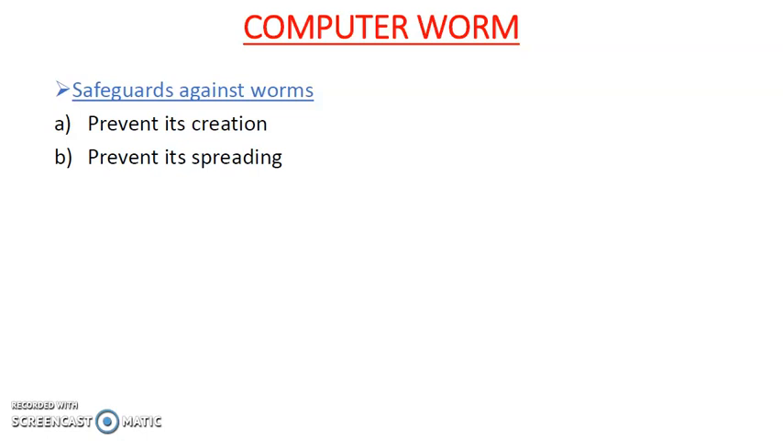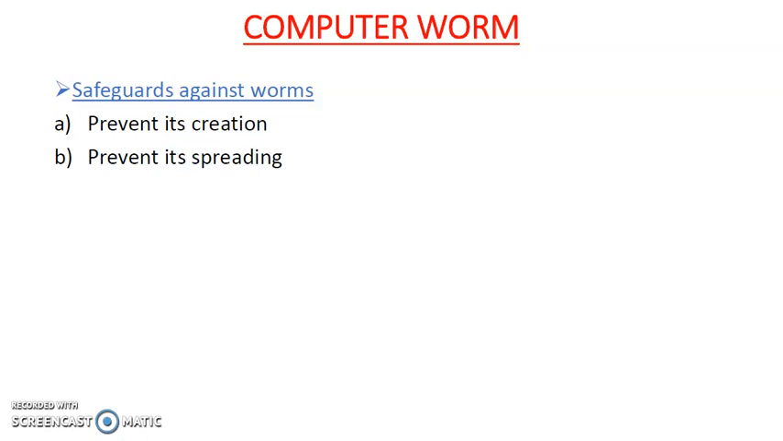Then the next concept is the computer worm. The computer worm is a full program by itself. It is written in such a way that it spreads to other computers over the network and also consumes all the resources of your network. So the operating system provides some safeguards against the worm, so that your data or information can be saved from unauthorized users. The first safeguard is to prevent its creation.